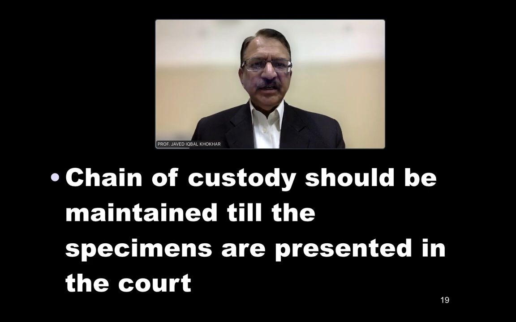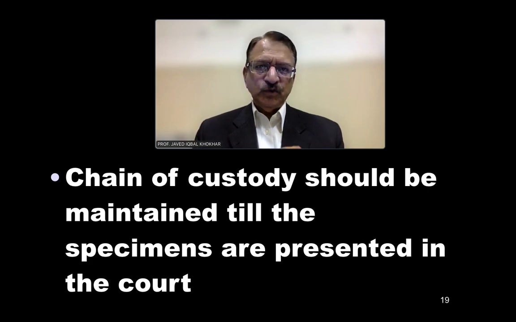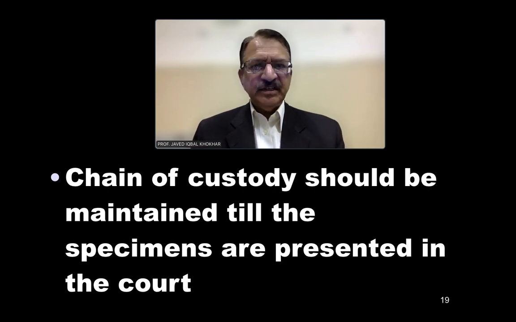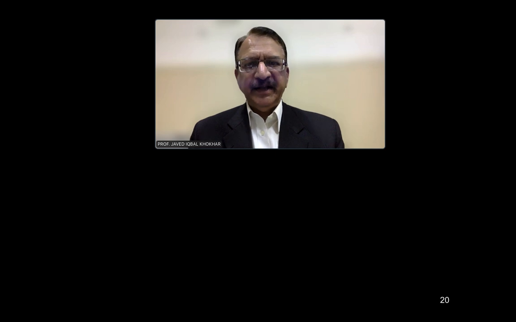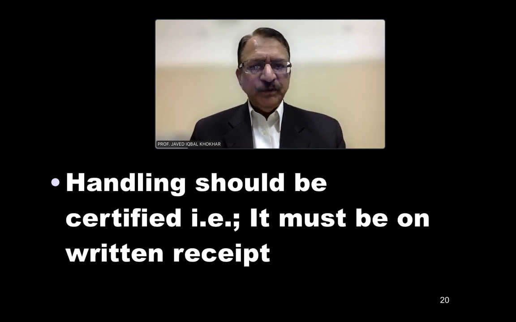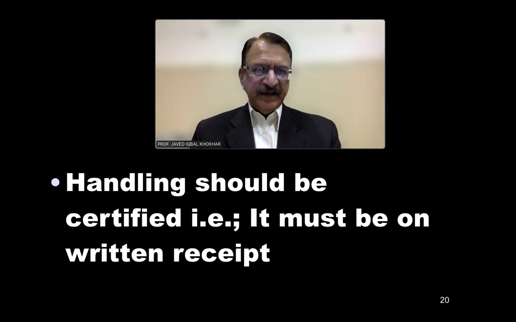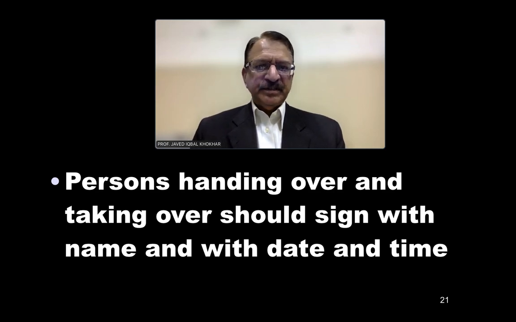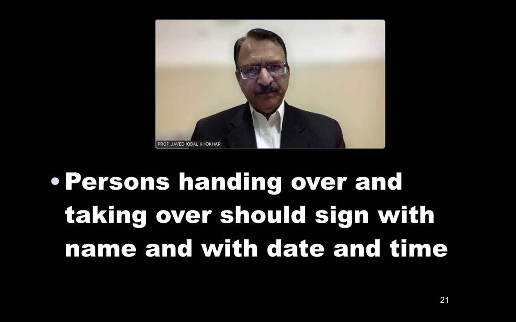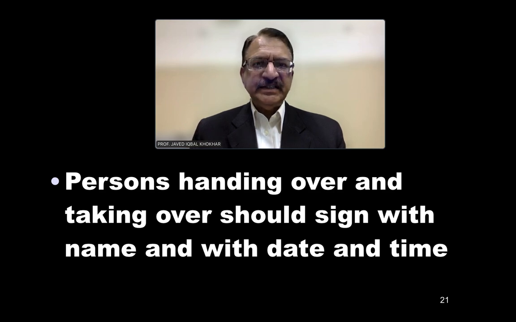The chain of custody should be maintained till the specimens are presented in the court of law. Any evidence which you collect is the property of the case, and all the property of the case will be presented in the court of law. So the chain of custody from start till end should be maintained. Handing over should be certified. That means there should be a written receipt. The person receiving should write his name with signature, date and time. The persons handing over and taking over should sign with name, date and time. So this is the maintenance of the chain of custody.